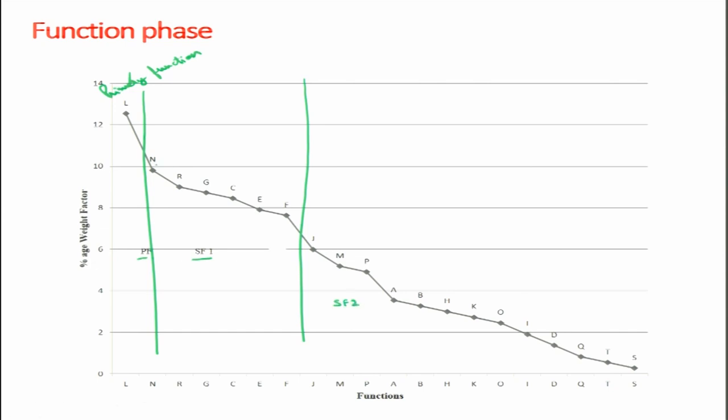So functions N, R, G, C, E, F are the secondary functions, and these are secondary functions too, J, M, P, A, B, H. We can even divide it into further categories, but let us have only 3 sections here. Primary function, which is a basic function, secondary functions 1, and the tertiary function, the secondary functions 2. So this is scree plot that can help us to just have a visual feel of what is the difference and what is the slope in the difference of the importance of the functions. This is percentage weight factor, percentage actually importance weight factor I would put here.